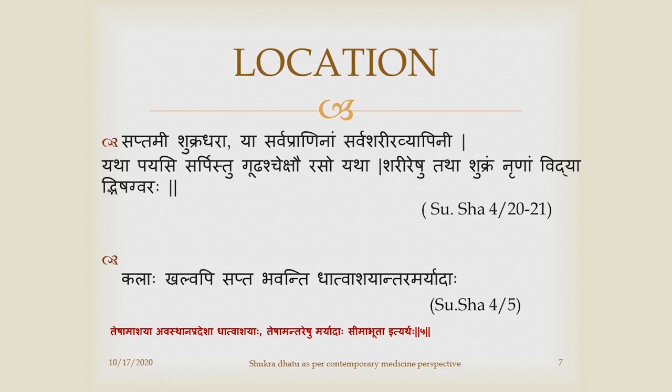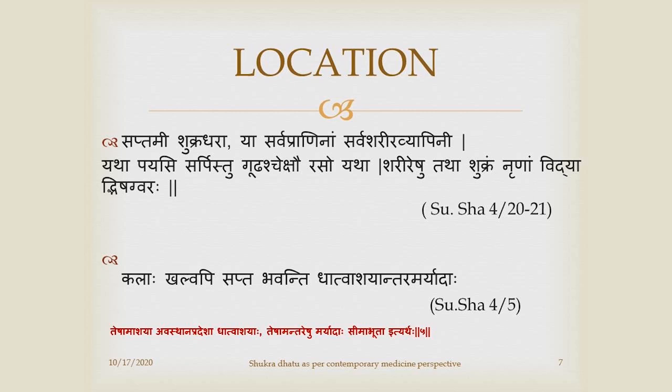For example, if you are understanding about Rekta Dhatu, the blood is flowing through the blood vessel only. So the blood vessel is the Avastana Pradesha, or restricted or bounded space, and the Rekta Dhatu is the Dhatu only. So this Dhatu and the blood vessel get separated by an endothelial layer. This endothelium can be understood as the Kala.